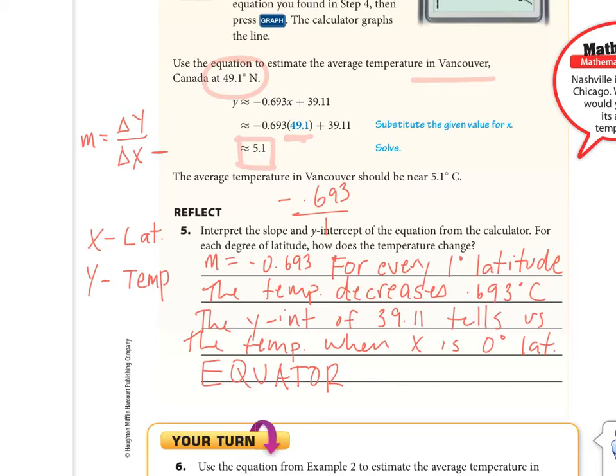So the equator. So at the equator, okay, now maybe it makes a little bit more sense. The equator, obviously where it's the warmest, 39.11. That's its temperature when x is 0 degrees. From there, that's the warmest it is. It cools off everywhere we go. Okay, cool.